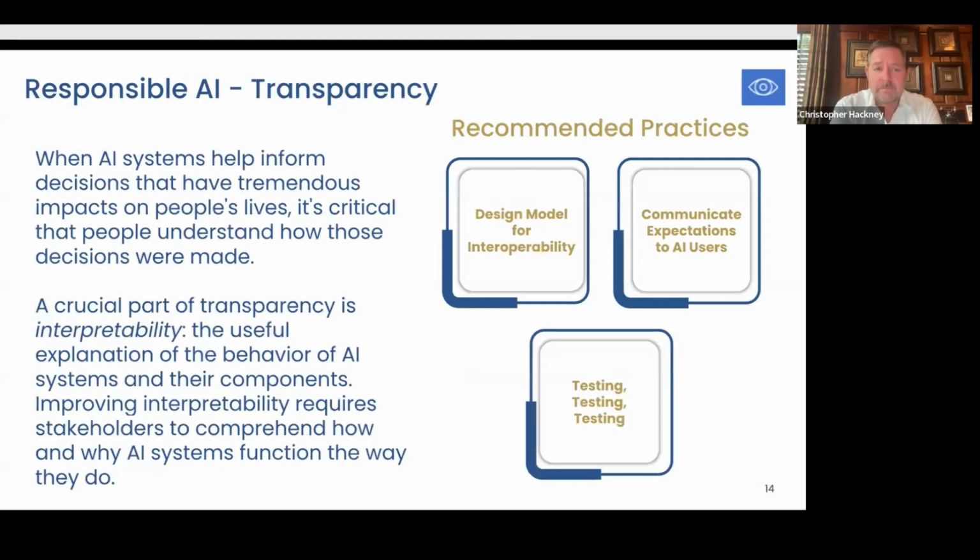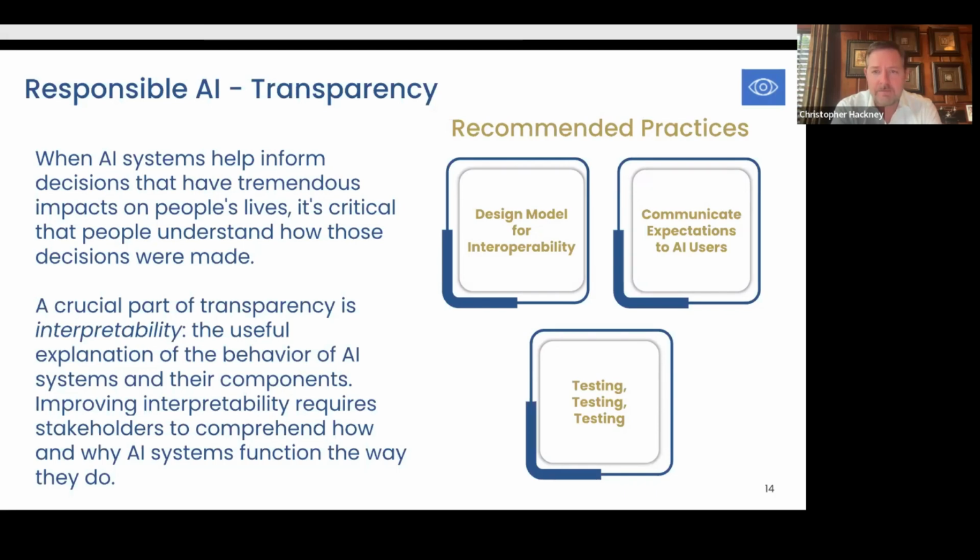Next is transparency. When AI systems help inform decisions that have tremendous impacts on people's lives, it's critical that people understand how those decisions are being made, how those outcomes are being generated by an AI system. A crucial part of transparency is interpretability, the useful explanation of the behavior of AI systems and their components. Just like you can look under the hood of a car or another machine, it should be easy and obvious to go into an AI model or application and understand how it's working and why it's generating the outputs that it is.